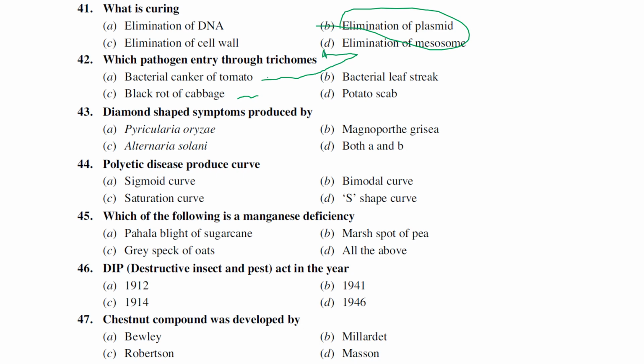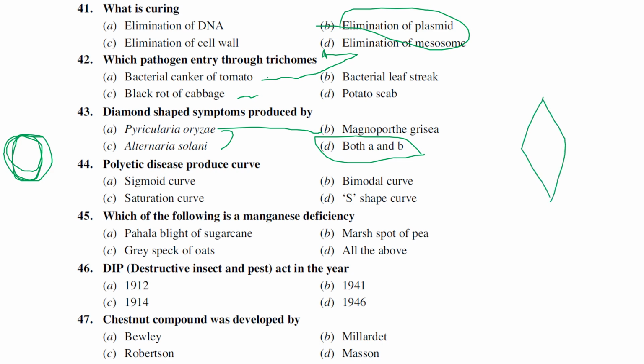Next one, diamond shaped symptoms are produced by Pyricularia oryzae, Alternaria solani, Magnaporthe grisea, A and B. Pyricularia oryzae and Magnaporthe grisea are the same, so the answer is A and B. Alternaria plant pathogens generally produce concentric rings. Diamond shaped spots are produced by the blast pathogen. Rice blast is caused by Pyricularia oryzae, whose teleomorphic stage is Magnaporthe grisea.